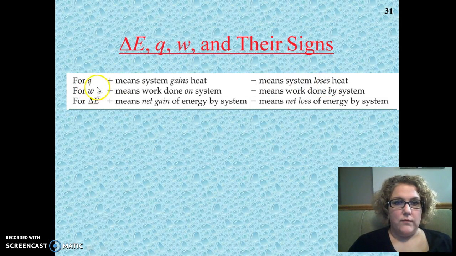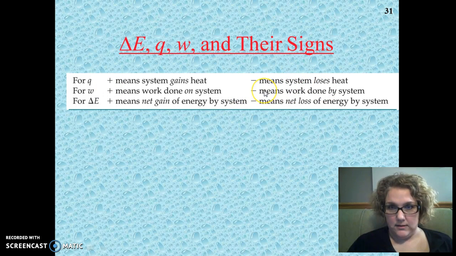Same goes for work. If the system has work done on it, that's a good thing. Okay, if a gas is compressed, that means work was done on the gas, so that will be a positive work. If the system does the work on the surroundings, well then that's negative. That's the same as losing heat. Energy is exiting the system. If it loses heat or if it does any work, it'll be negative then.